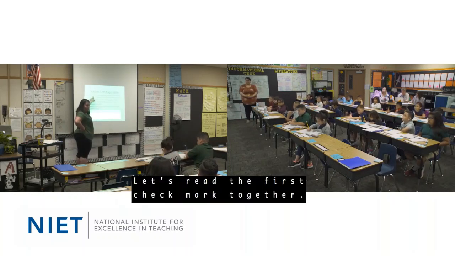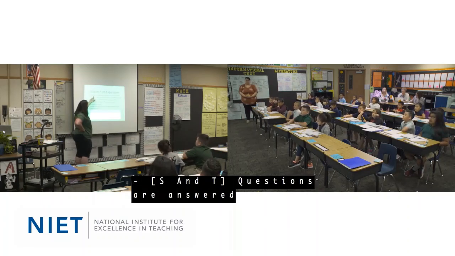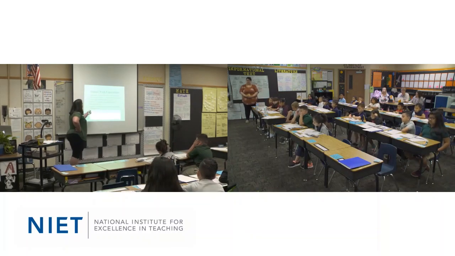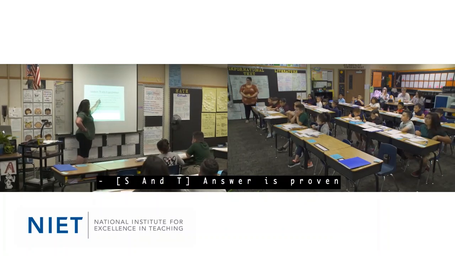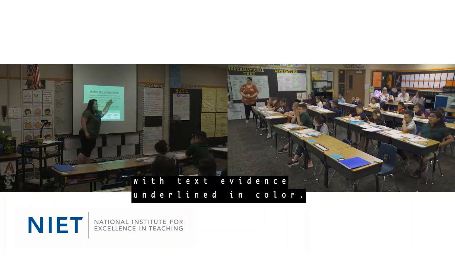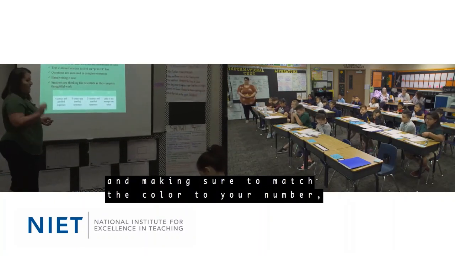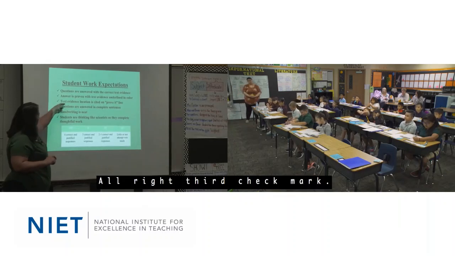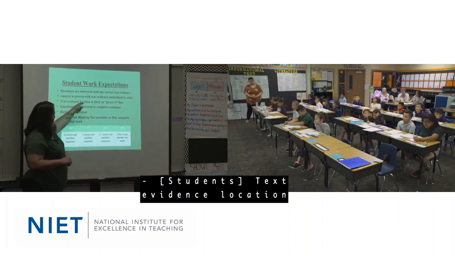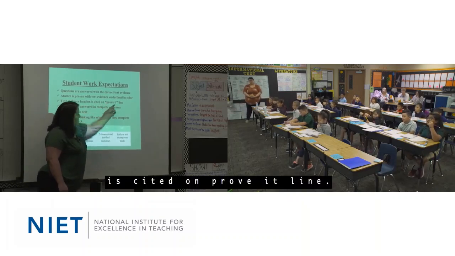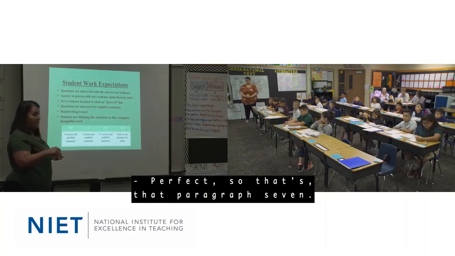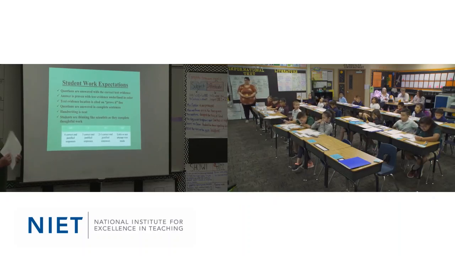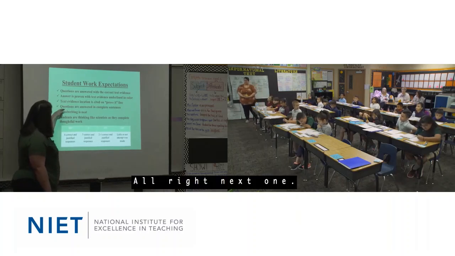Let's read the first check mark together. Ready? 1, 2, 3. Questions are answered with the correct text evidence. So that means you have the correct answer. Second check mark. Answer is proven with text evidence underlined in color. So you're proving it to me with your colored pencil and making sure to match the color to your number so I know what evidence goes with what number. All right, third check mark. Ready? 1, 2, 3. Perfect. So that's that paragraph 7. I found it in the caption. I found it in the map. Right here where it says, prove it. All right, next one.